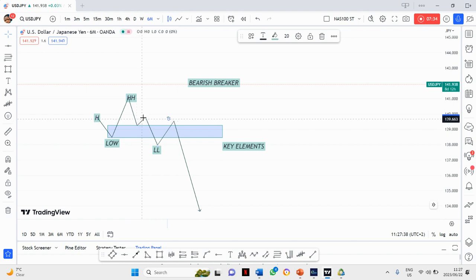After bouncing back, it goes up and then breaks the strong support. Once it breaks the strong support, it turns into resistance. When it turns to resistance, that means the market has to create a lower low. After the market creates a lower low, it just has to create a lower high. The lower high we call an entry.